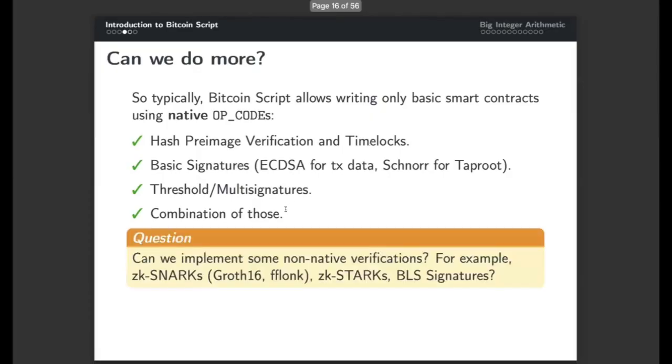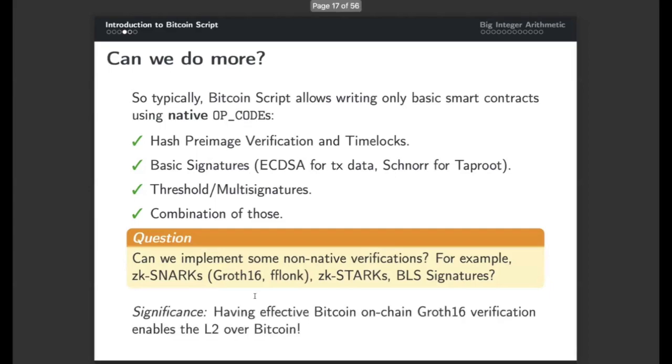But that's very limited. Can we implement some non-native verifications? That's basically the question asked by the majority of current Bitcoin research, in particular for the BitVM ecosystem. BitVM tries to actually implement L2 over Bitcoin.